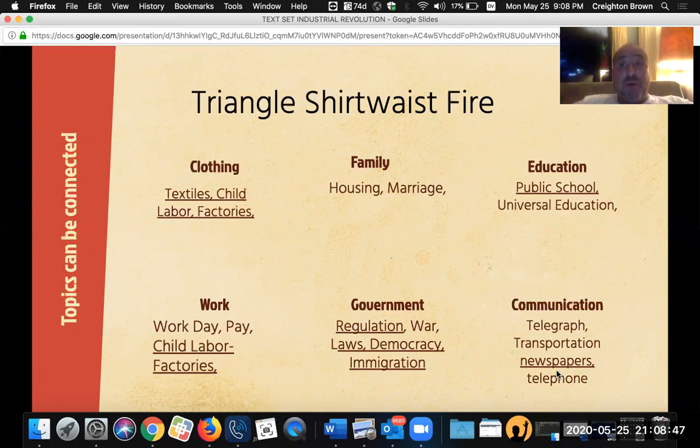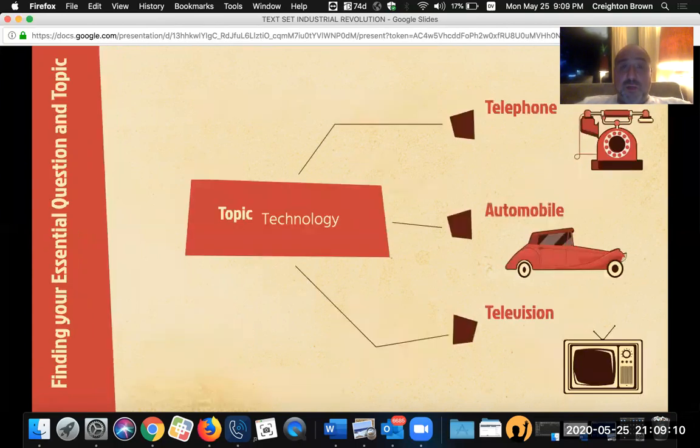You could talk about immigration, because we're a nation of immigrants, people coming to this country. You could talk about laws. I mean, there are all these pieces that you could talk about within this topic, right, of the Triangle Shirtwaist Fire, right? So topics and ideas can be connected, and often are, and that works like that.